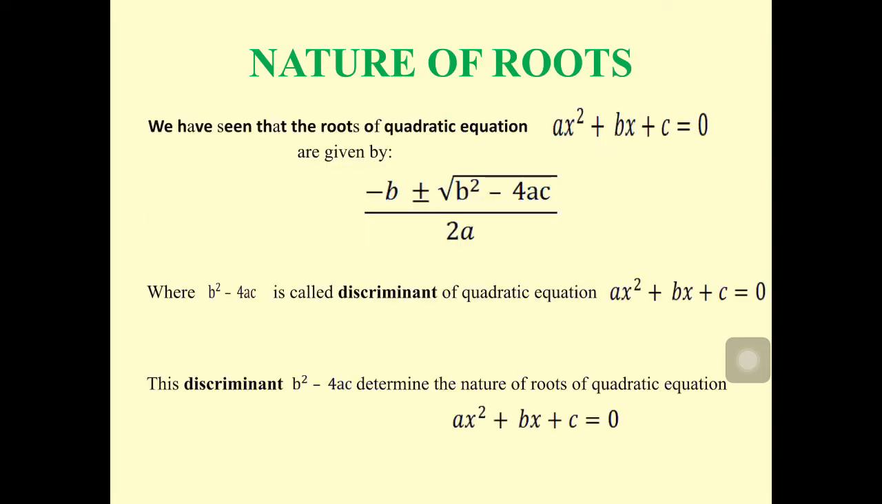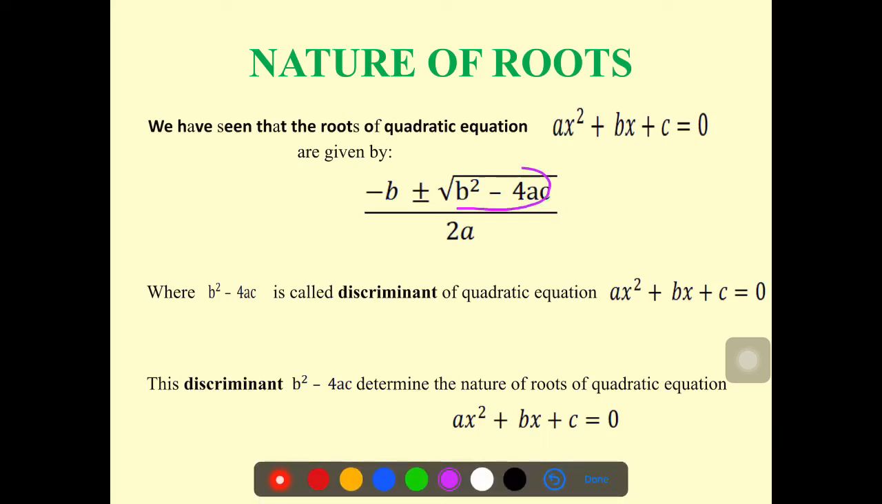We have seen that the roots of the quadratic equation ax square plus bx plus c equal to 0 are given by minus b plus minus root b square minus 4ac by 2a, where b square minus 4ac is called the discriminant of the quadratic equation ax square plus bx plus c equal to 0. And this discriminant b square minus 4ac determines the nature of roots of the quadratic equation.